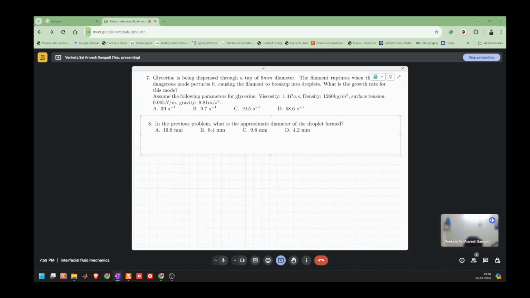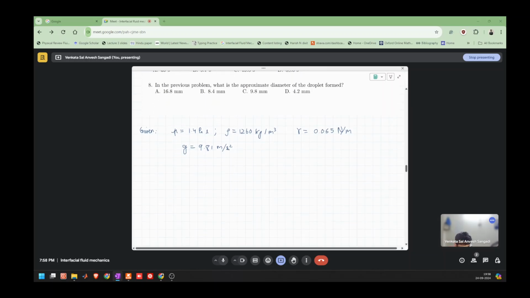So first let's write down what is given. Its viscosity mu is equal to 1.4 Pascal second. Density rho is equal to 1260 kg per meter cube. Gamma is equal to 0.065 Newton per meter, and gravity g is equal to 9.81 meter per second square.